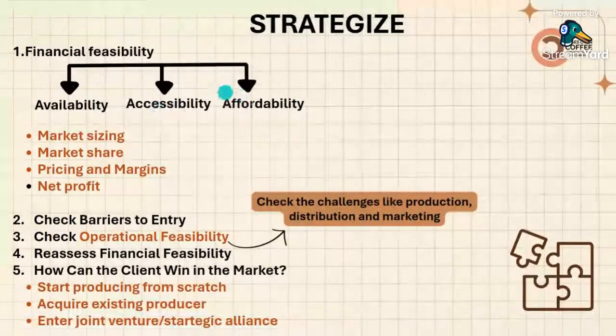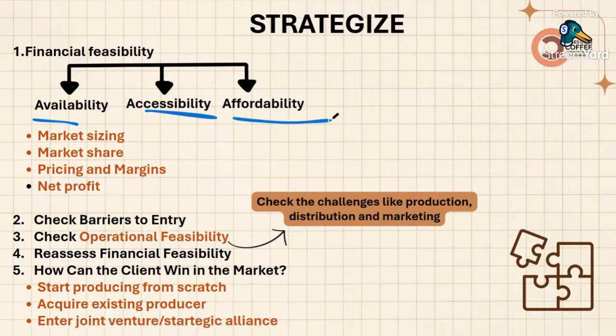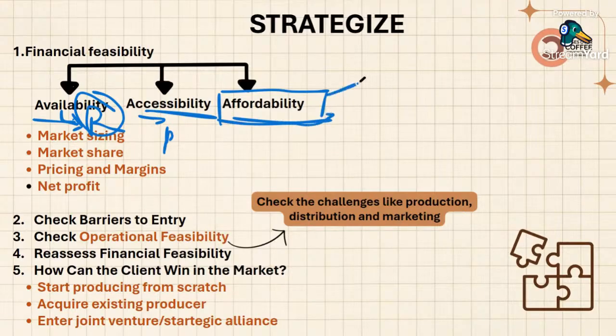Now in the financial feasibility part, we need to take care of three things: availability, accessibility, and affordability. What I mean by these three things: the very first is availability, whether the product that I have been making will be available to the target audience or not. This depends on the company's internal management and production. Then affordability, whether this specific product is affordable to the consumer.